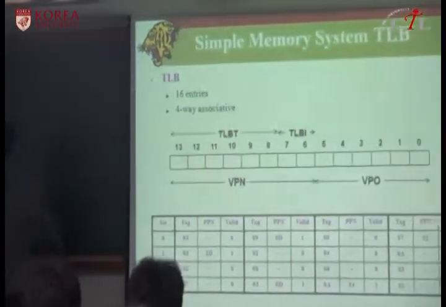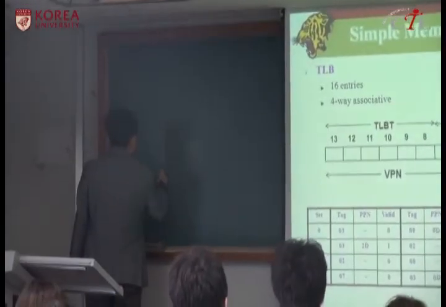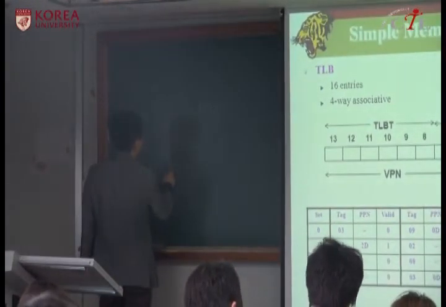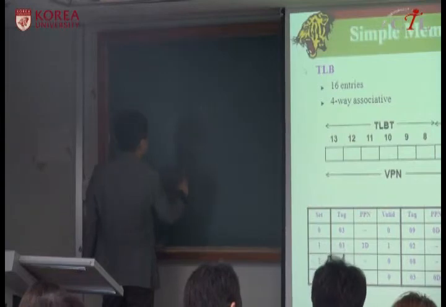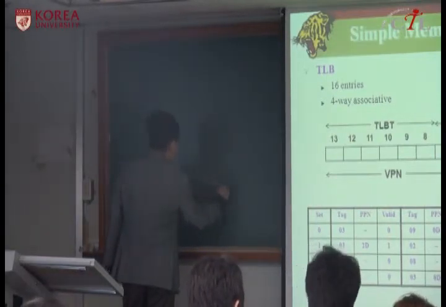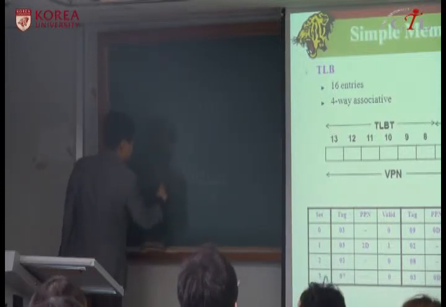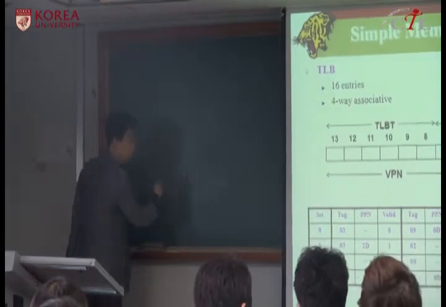0D means this is translated into 0000. D means 1101 and 010100. So this is page offset. This is physical page number. Right?